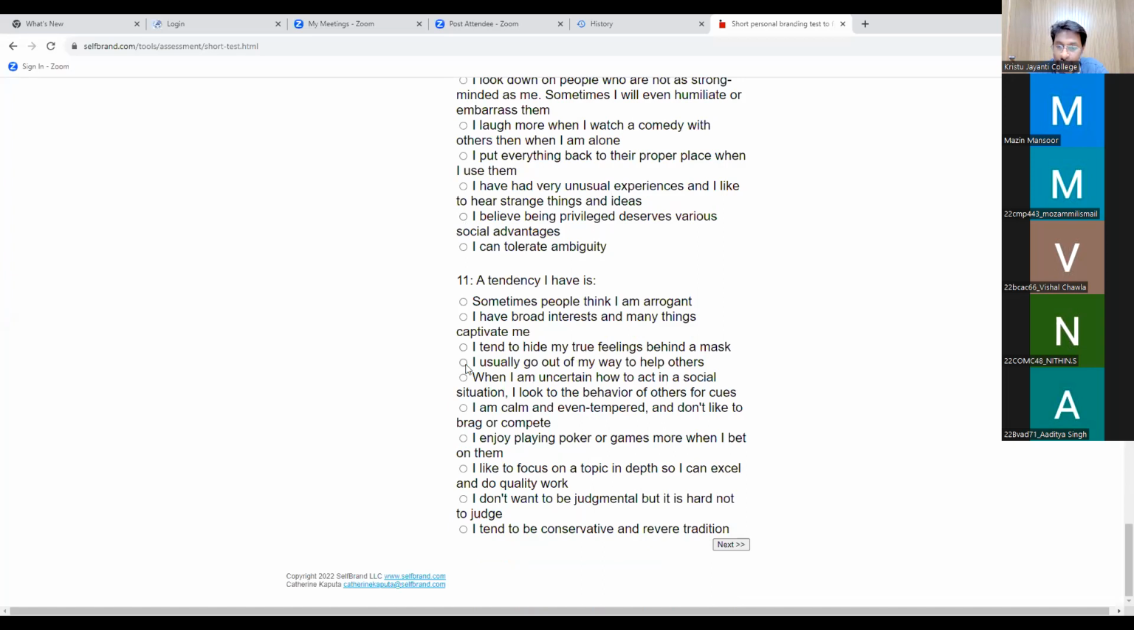When I'm uncertain how to act in a social situation, I look to the behavior of others for cues. I enjoy playing poker or games where I bet on them. I like to focus on a topic in depth so I can excel and do quality work. I don't want to be judgmental, but it is hard not to judge. I tend to be conservative and revere tradition.